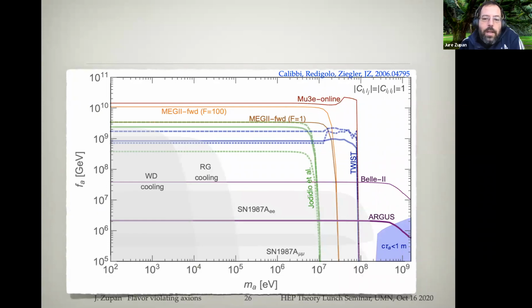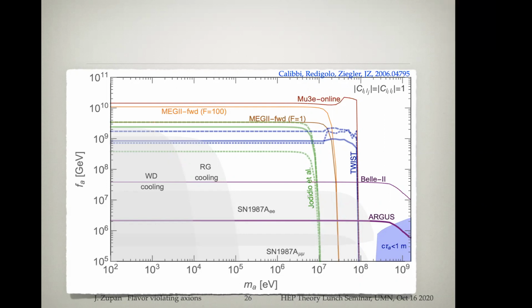So the Uddio et al. from '86 is the green line, and the assumptions are: the solid line is that the axial and vector couplings are the same, equal to 1. The dashed line, which is above it, is that you have only right-handed coupling. The dashed green line, which is way below, is left-handed coupling. And you want to compare the solid green line with the MEG II forward, let's say no focusing, F equal 1. That's after 2 weeks of MEG II forward. And then F of 100 is the orange one.